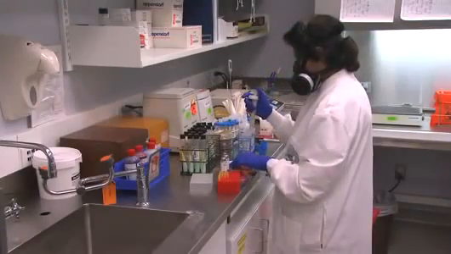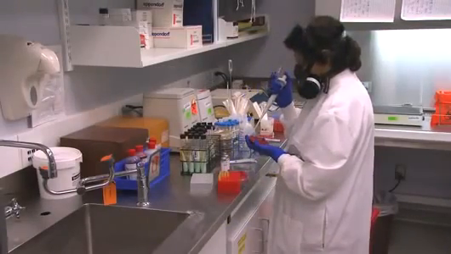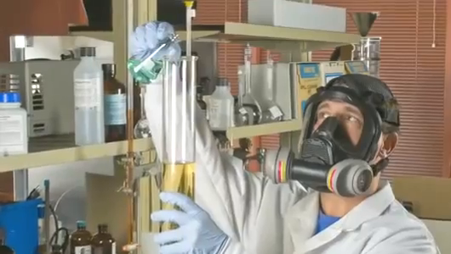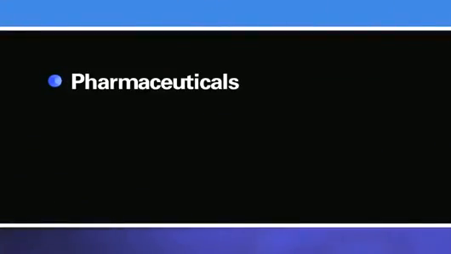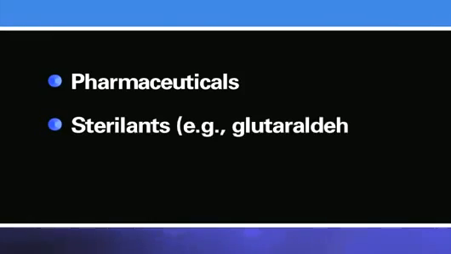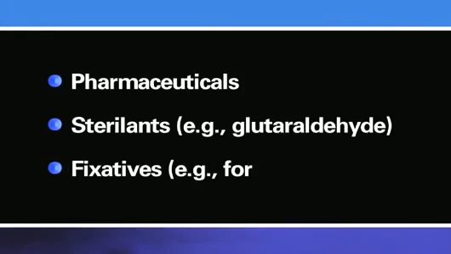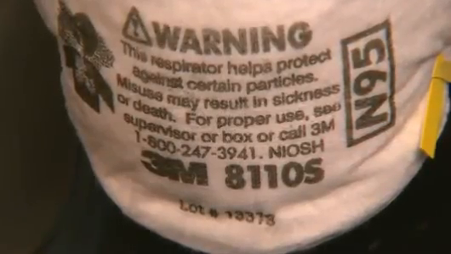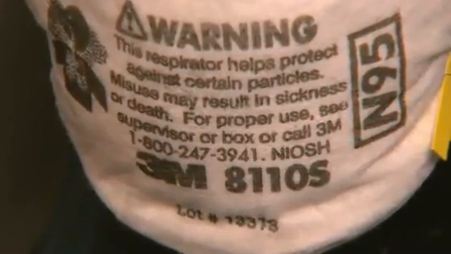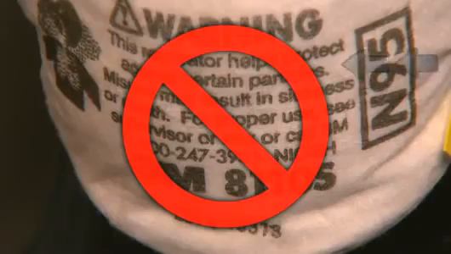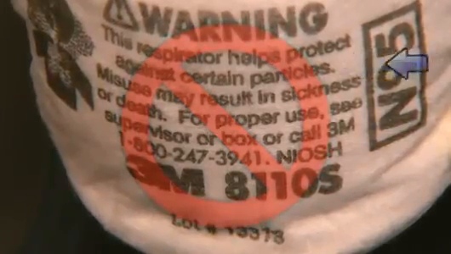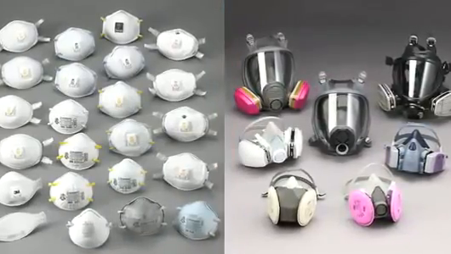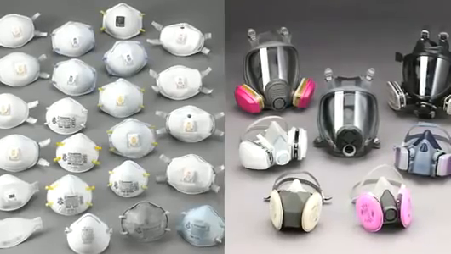Workers in healthcare settings may also need to use respirators to protect against airborne chemical exposures from substances such as pharmaceuticals during dose preparation, sterilants like glutaraldehyde, and fixatives like formaldehyde. It's very important to understand that the respirators used to protect against infectious agents may be inappropriate to protect against chemical hazards. We will discuss respirator selection in more detail later in the program.